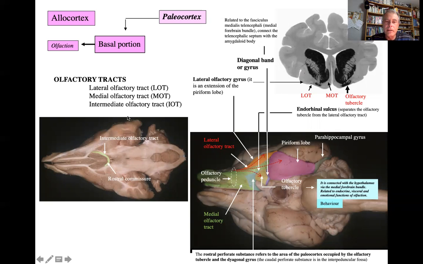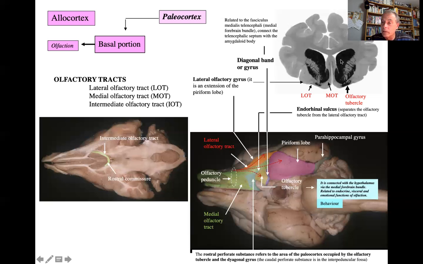Sorry, the intermediate olfactory tract connects both olfactory peduncles, okay? The olfactory peduncles of the right and the left are connected through the intermediate olfactory tract. The lateral olfactory tract projects to the lateral olfactory gyrus, to the piriform lobe here, and to the olfactory tubercle. The olfactory tubercle is this structure here, located here.